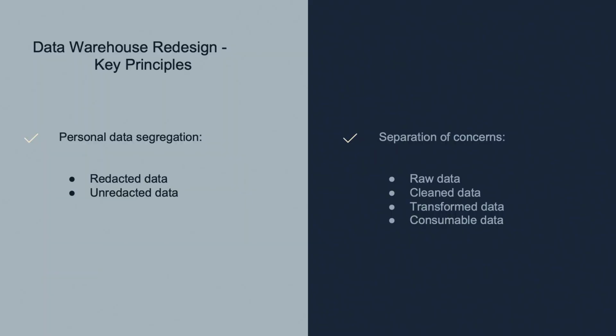So we wanted to do this design on 2 key principles. The first is personal data segregation, so structurally separating redacted and unredacted data. And then the second principle being separation of concerns. So we wanted to structurally separate different types of data, like raw data or transformed data.